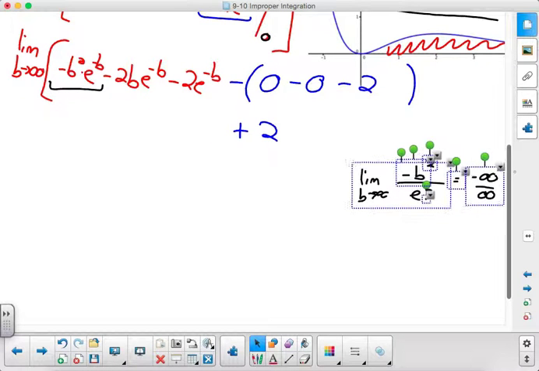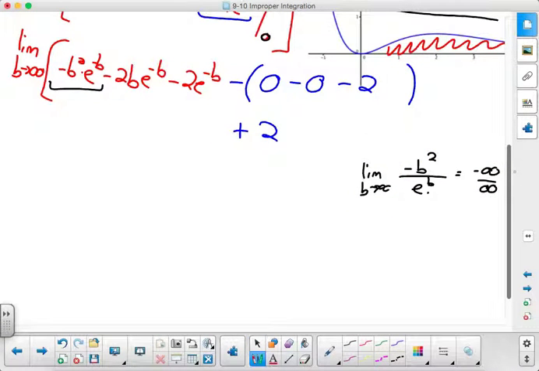It's getting worse, but we're almost done. What does L'Hopital say? How do I find the limit of just this piece right now? Take the derivative of the top and the bottom. I still take the limit as b goes to infinity, but what's the derivative of the top? Negative 2b.